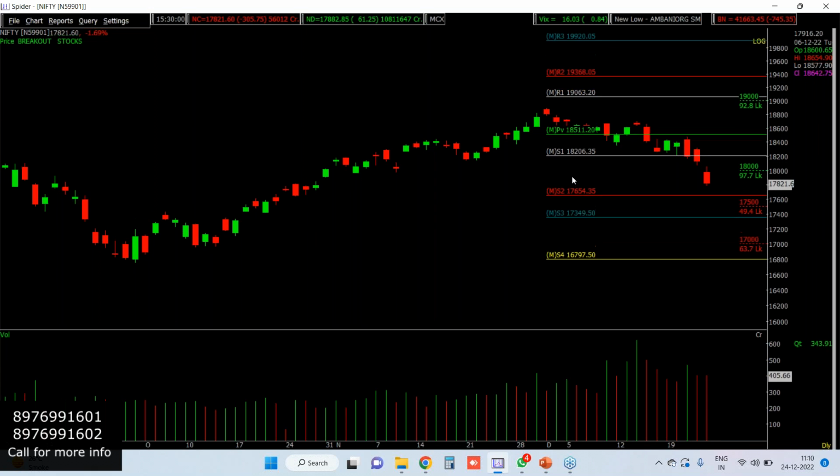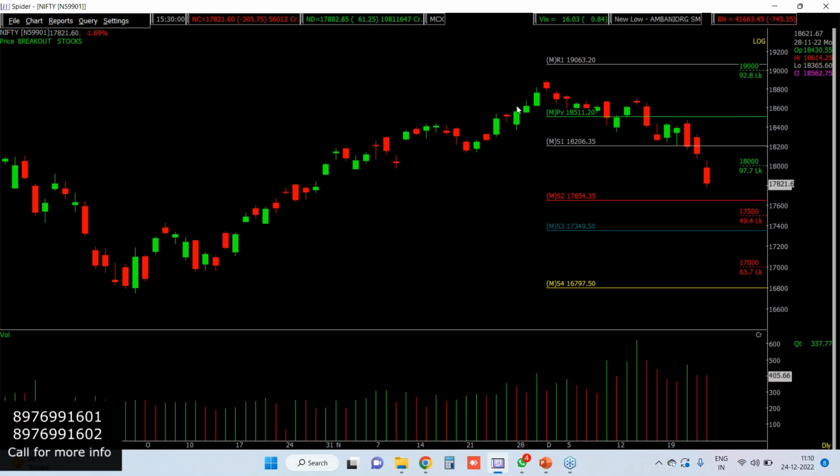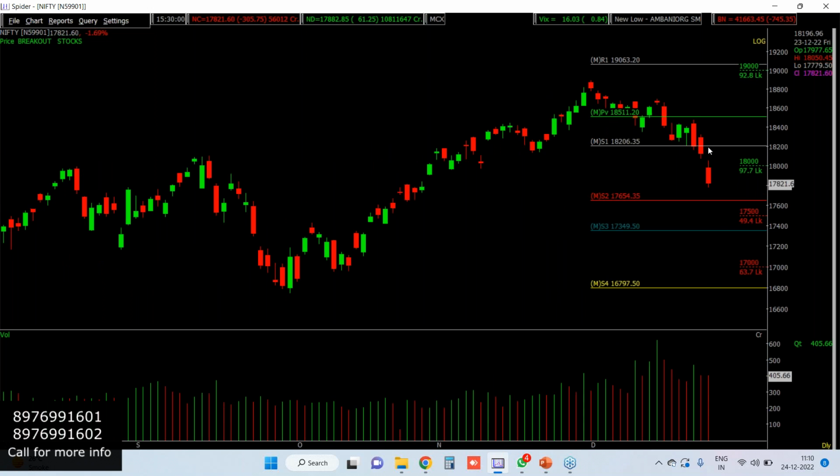Currently we are in the software. As we can see, there is a Nifty chart. The Nifty chart broke the support one level, which was 18,206. As soon as it broke the level, Nifty is now trading at 17,800, which is a very big deal, because as I told you, the monthly pivot tells you a lot.